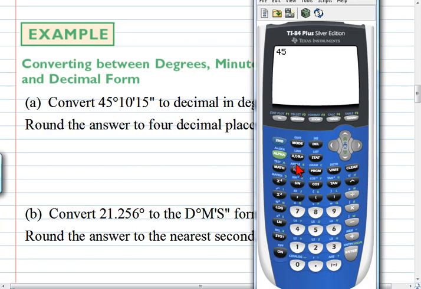So we hit second angle, and that gives us the degrees. And then we have 10 minutes, so we hit back into angle, and that's 2. And then we need to put in 15 seconds. So that would be 15, and the only place that I've found seconds listed is in the catalog. So if you hit second catalog and go up, seconds is not too far away. I don't know why it's not on the angle menu. And then if you hit enter, it will convert this to decimal degrees.